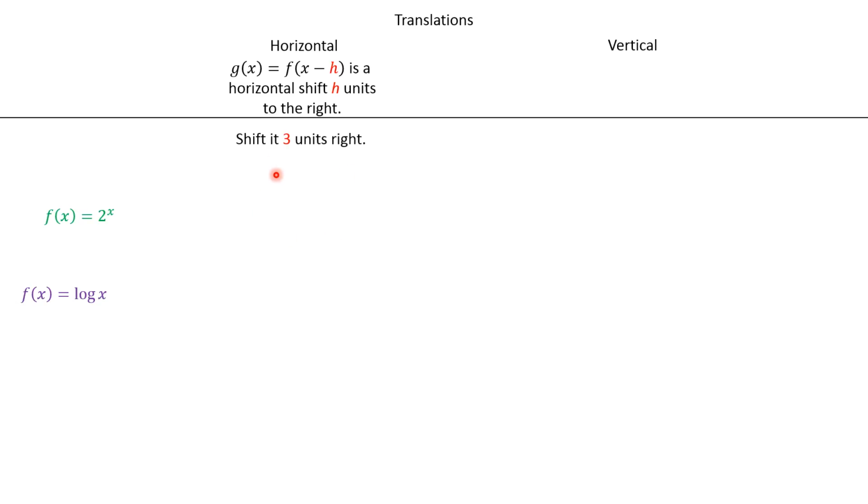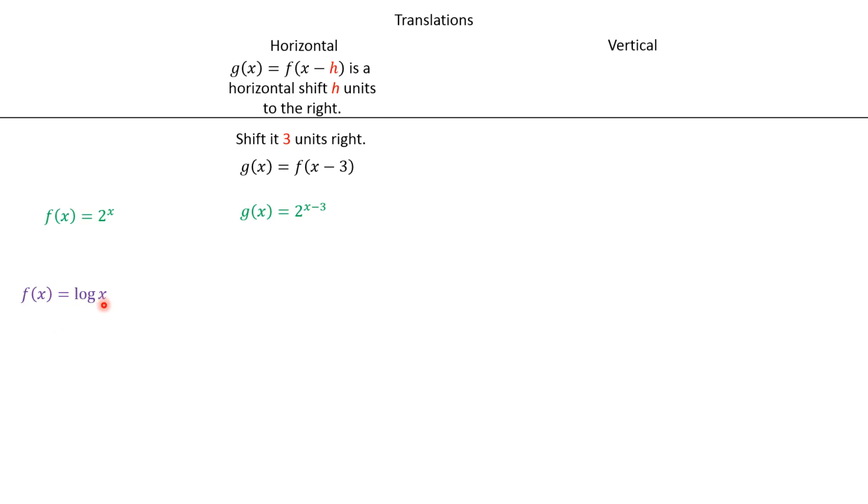So let's shift 3 units to the right. So our general equation, g of x equals f of x minus 3. This does not matter what kind of function we're looking at. But what it says is that we're going to take the x and we're going to change it to x minus 3. So for our exponential, we take the x and it becomes x minus 3. Notice everything horizontal is going to happen in the exponent. Everything that's not horizontal will happen outside of the exponent.